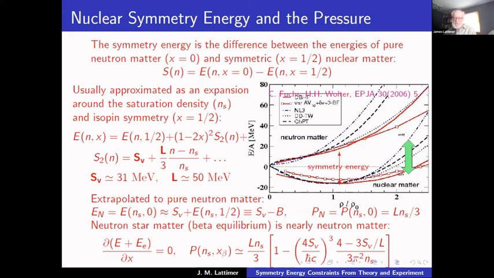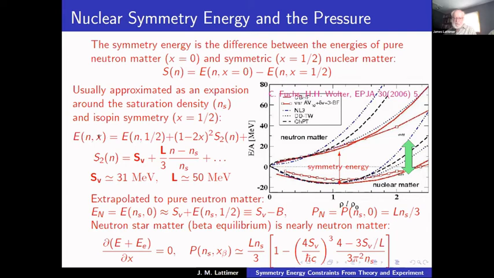Schematically, that's just this difference shown by the red arrow. We see that there's a density dependence to it. Here's the saturation density. And there are also uncertainties due to the various nuclear interactions. We do know from various calculations that the quadratic expansion in the symmetry seems to work very well all the way from pure neutron matter to symmetric matter.